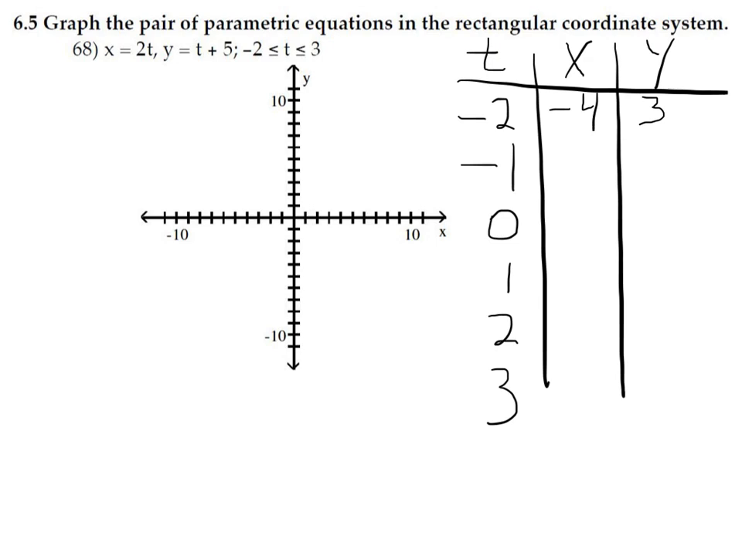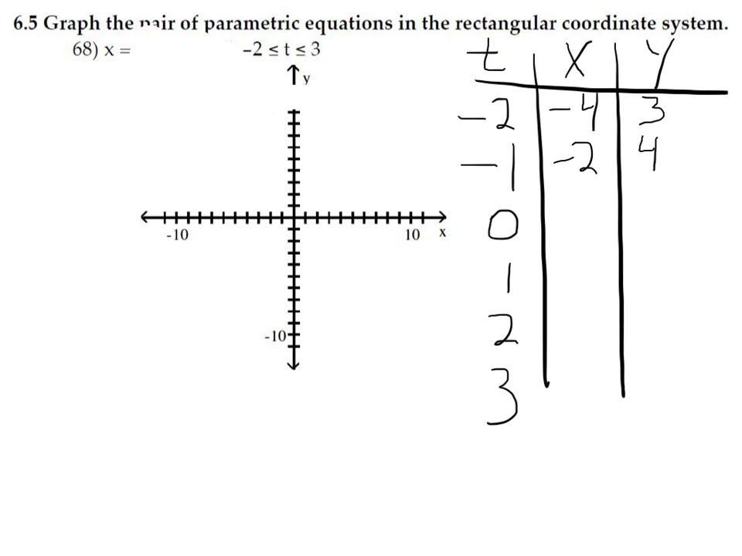Make sure you're taking the t values and plugging them into the formula for x and the formula for y, and then evaluate. Okay, next, if t equals -1, -1 times 2 is -2, and -1 plus 5 is 4.